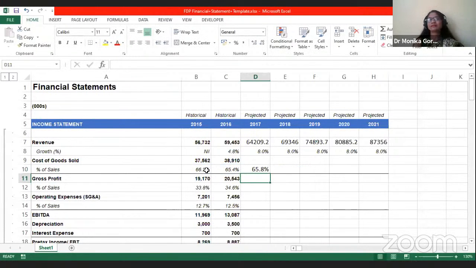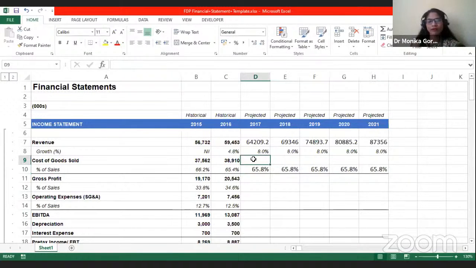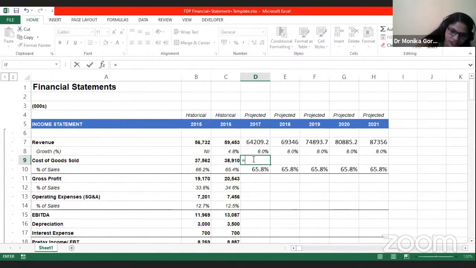So what is my next assumption? My next assumption is that my cost of goods sold will be the average of the last previous 2 years. So again, I'll press shift, left arrow, control R, so that those numbers automatically get pasted with the formula. Now how are we going to calculate this? Is equal to, same thing, whatever is your revenue.